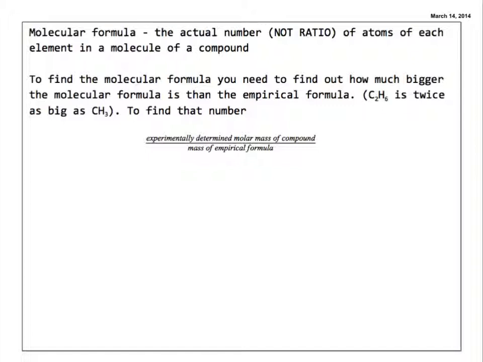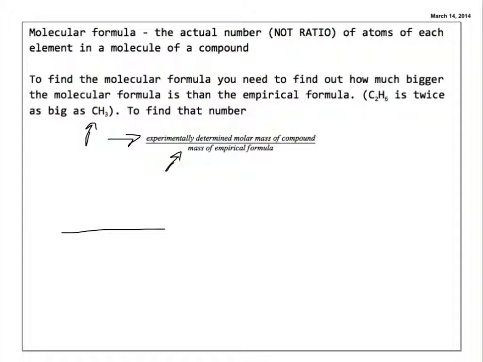And then from there, if you're given the molar mass, you can figure out the molecular formula by taking the molar mass of the actual compound, which again would have to be given to you, and you divide it by the mass of the empirical formula, which would be, again, either given to you or you find it. So for this example, CH3 is the empirical formula. And if you looked at that, carbon is 12 and hydrogen is 3.